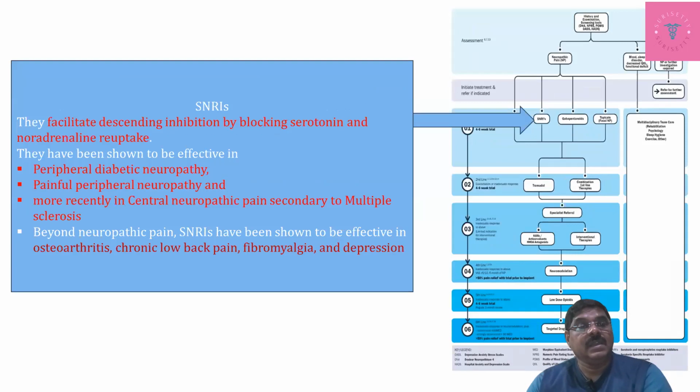Second is SNRIs. SNRIs facilitate the descending inhibition by blocking serotonin and noradrenaline reuptake, the same thing as TCAs. They will be useful in painful diabetic neuropathy, other peripheral neuropathies, and central neuropathic pain, also due to multiple sclerosis.